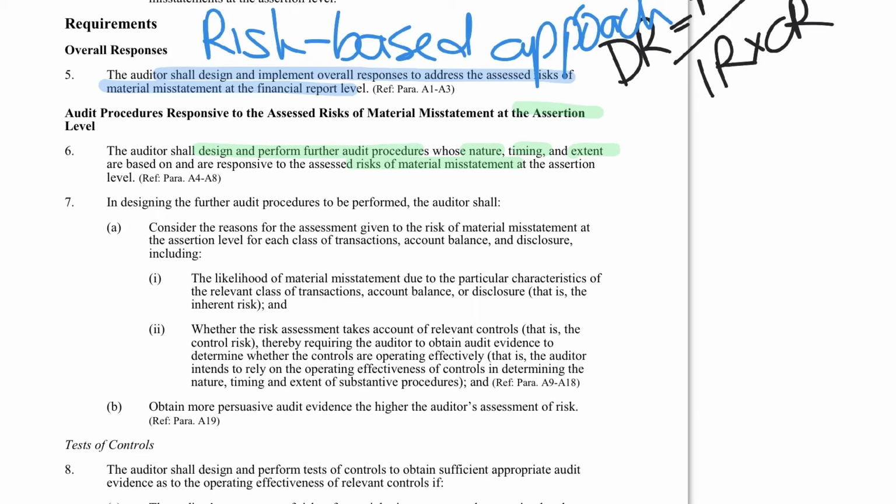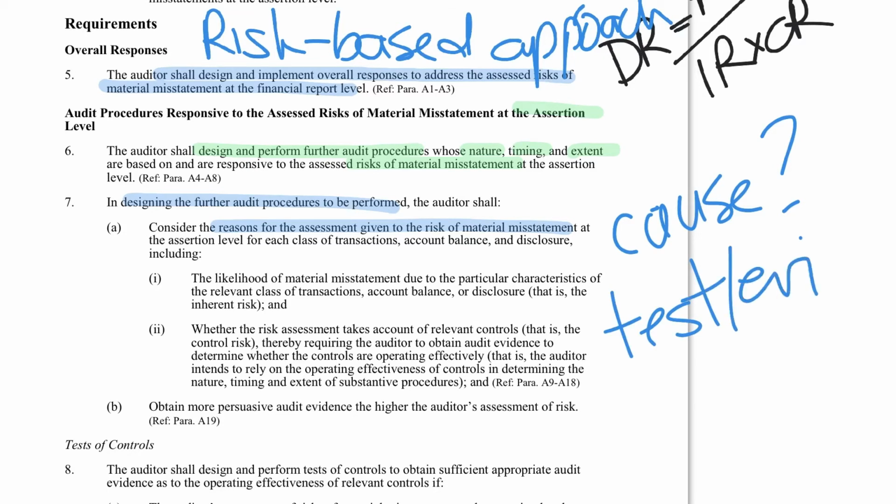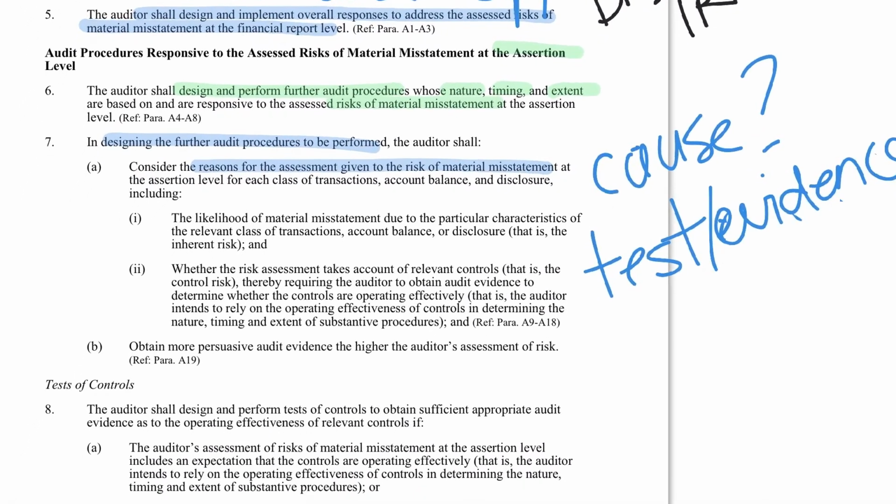So I have to consider a few things when designing the risk, and that's paragraph 7 here. When I design the procedures, I need to consider, well, why is there the risk? Is it management have an incentive to manipulate something? Is it that something is just generally complicated and risky because of estimation? So I need to think about what is the cause of the inherent risk. And then that will help me determine how I'm going to test or gather my evidence.